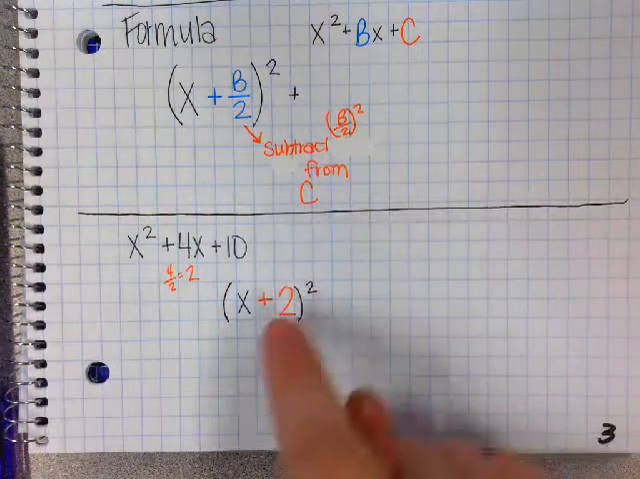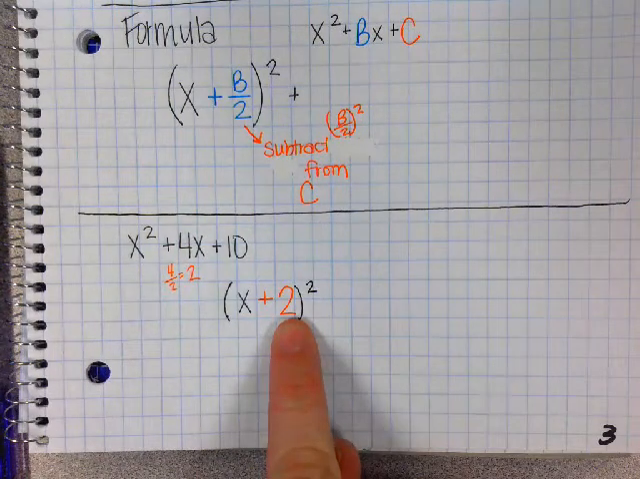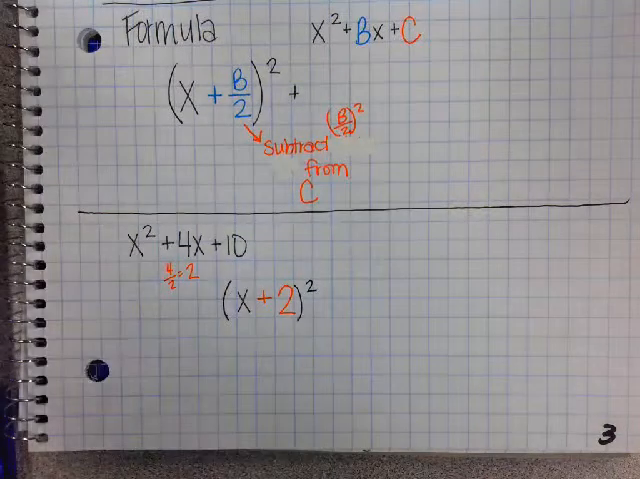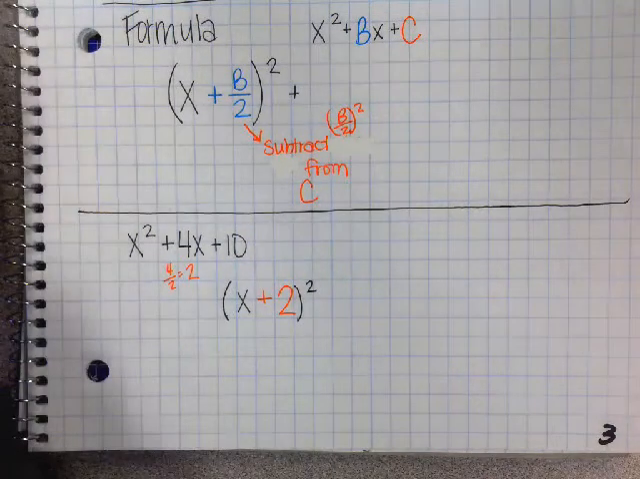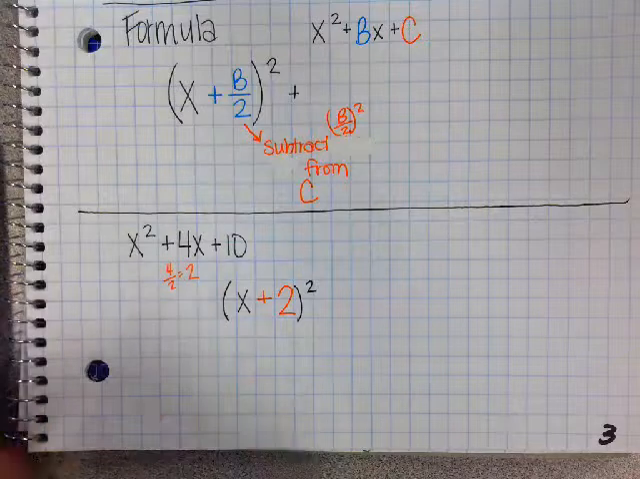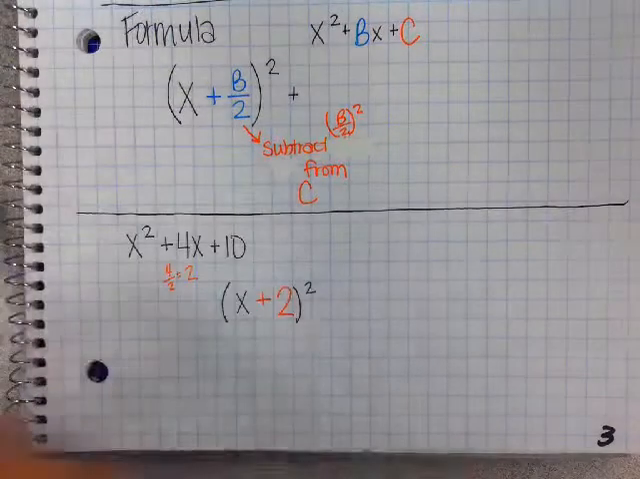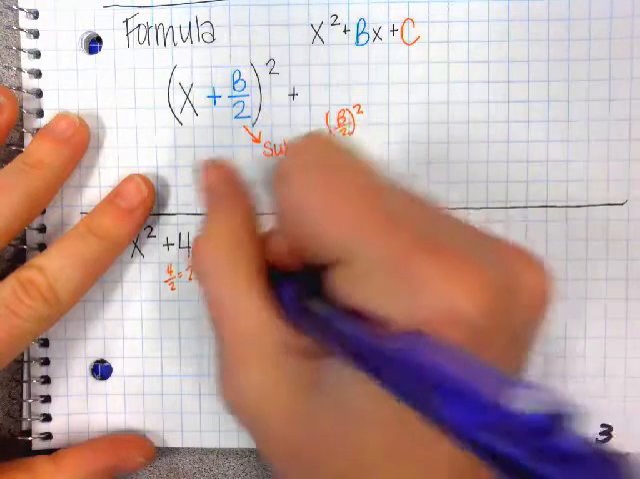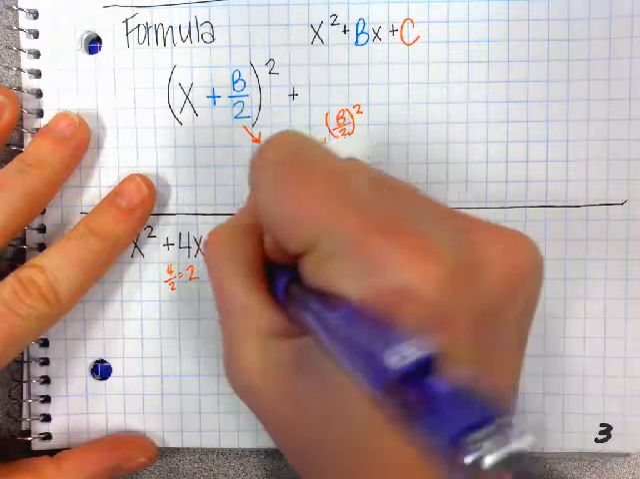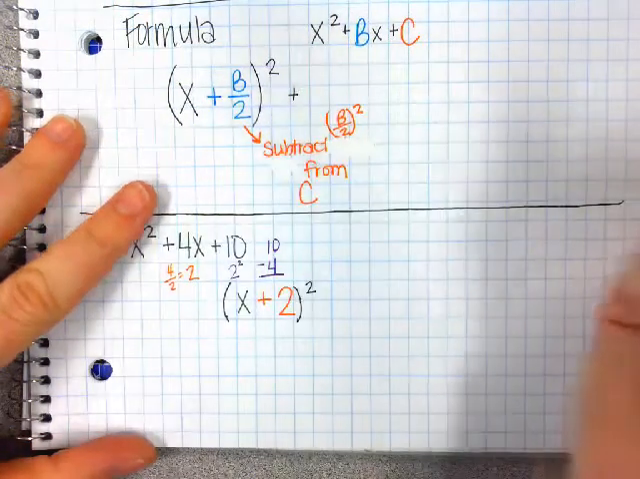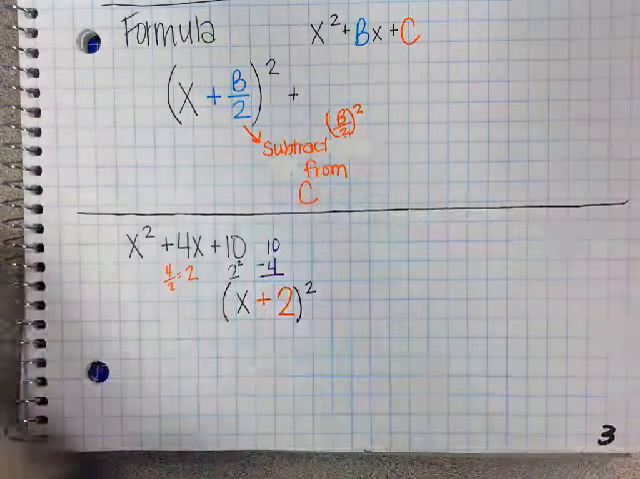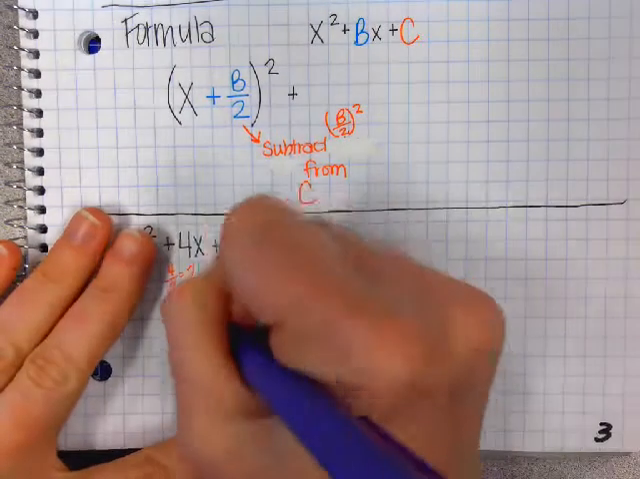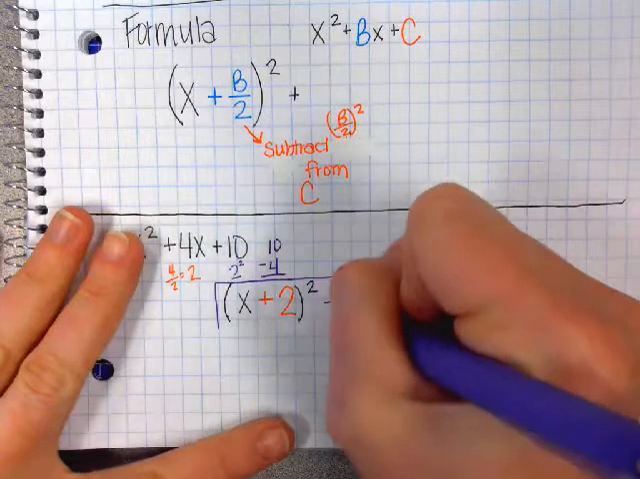Okay, now it says subtract b divided by 2 squared from c. So what is this number squared? What's 2 times 2? 4. So let's do 2 times 2, or 2 squared is 4, so it'd be 10 minus 4. What's 10 minus 4? 6. So it would be plus 6.